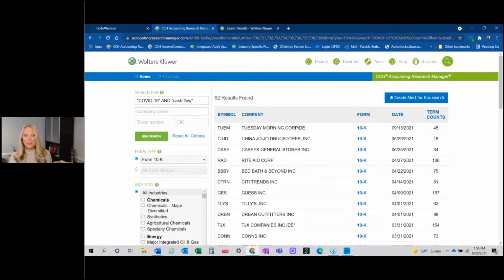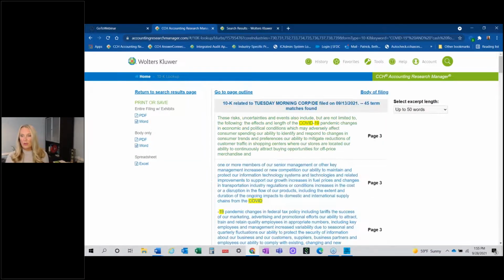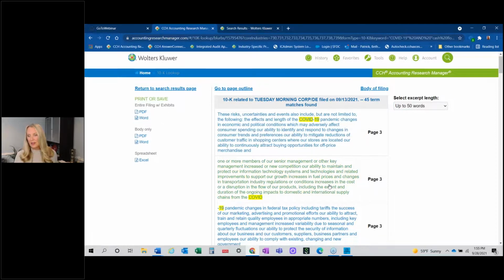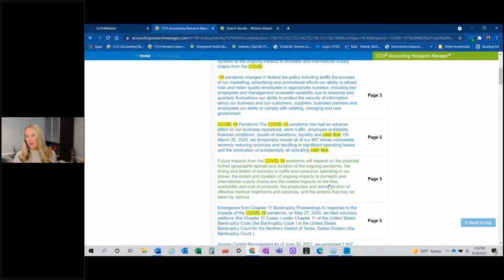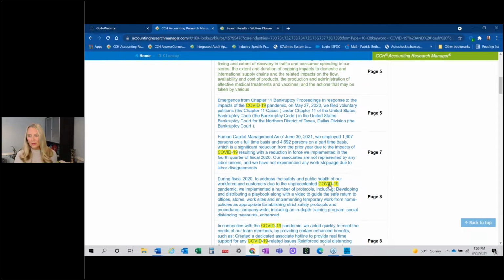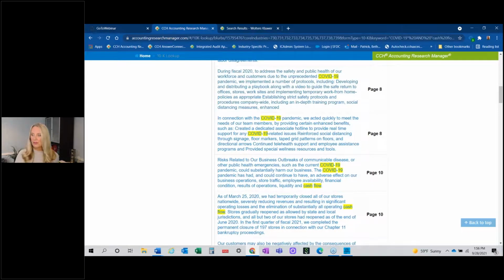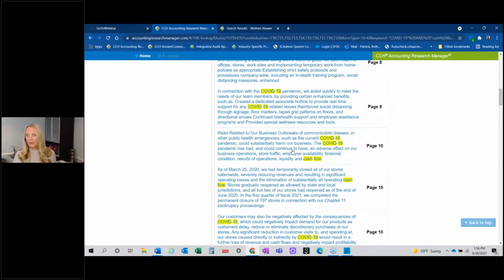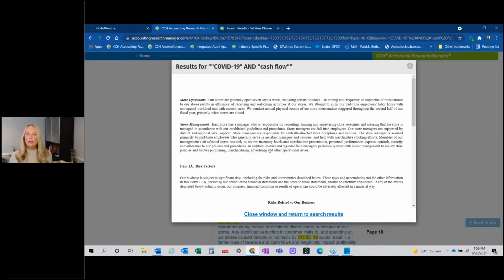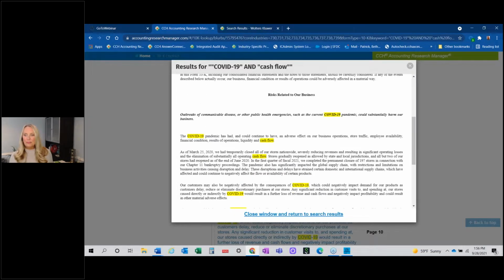I've got 62 examples. And this tells me when it was filed, the term count, how many times it's in there. So now I can just quickly go and look at this first one. It's going to highlight the page that we found the words you're looking for, so you don't have to pull up the whole 10K and start searching through it. We are telling you where that is. So this one, I've got COVID and cash flow. Let me go into this and it'll take you right to that page.